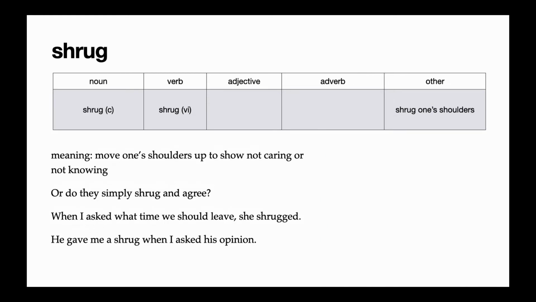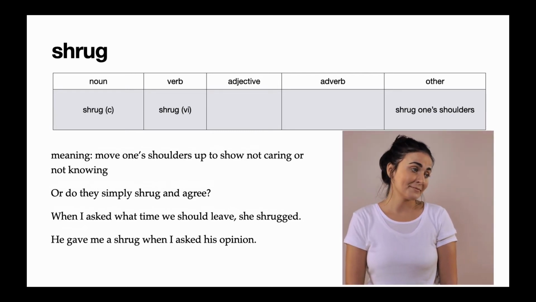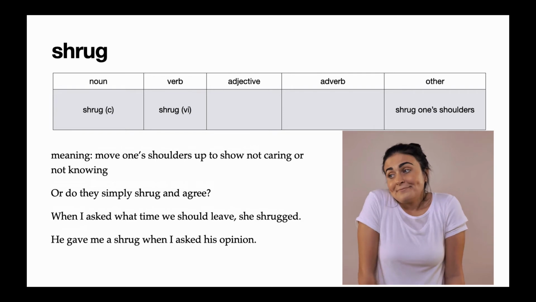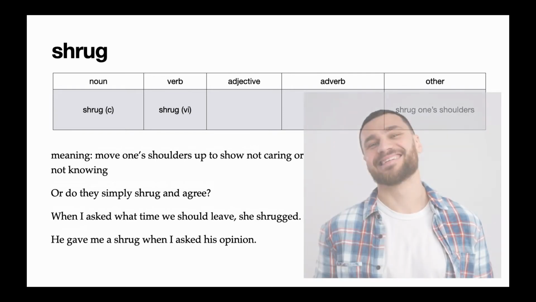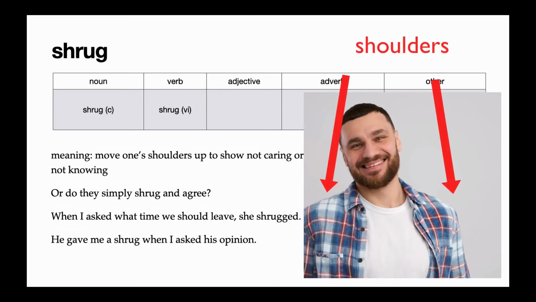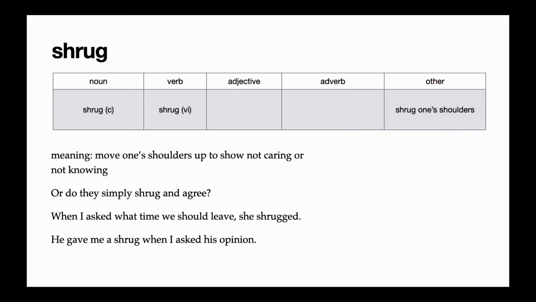Next, we have another bodily movement, the shrug. Shrug means moving your shoulders up and down to show you don't care or you don't know. Like in the reading, we said, do they simply shrug and agree? Right, so these are our shoulders, and when we shrug, we do this. Our second example says, when I asked what time we should leave, she shrugged. And he gave me a shrug when I asked his opinion.